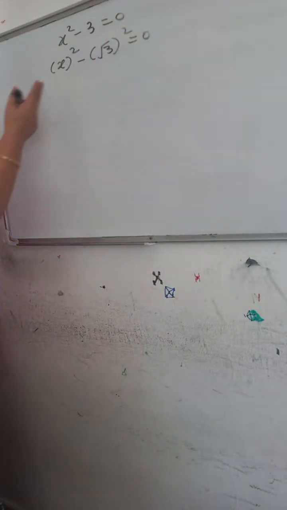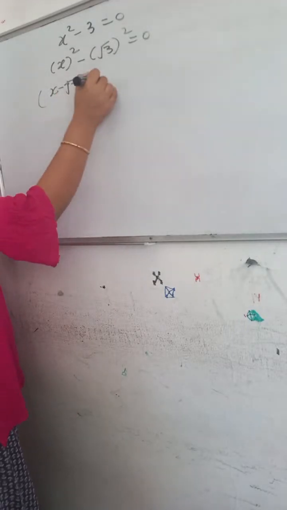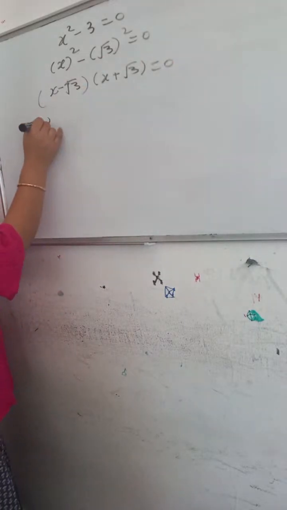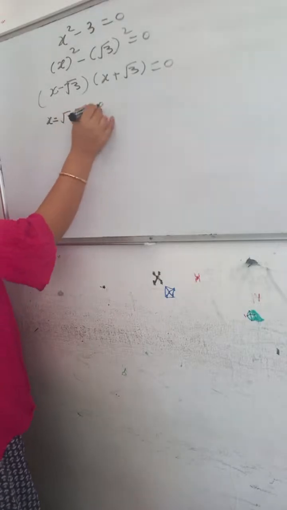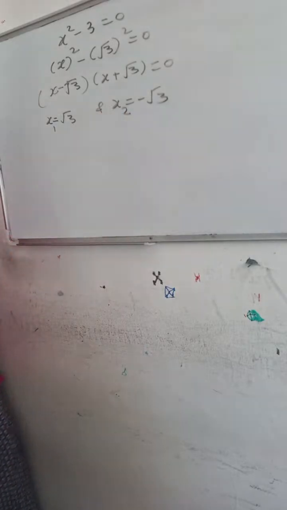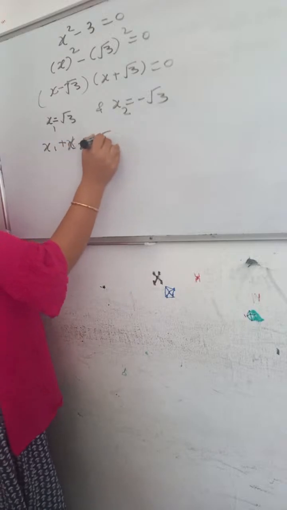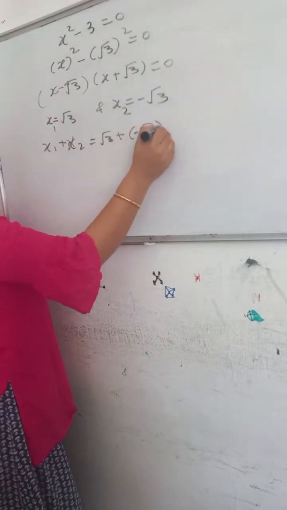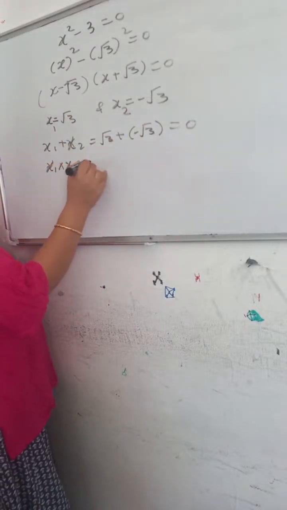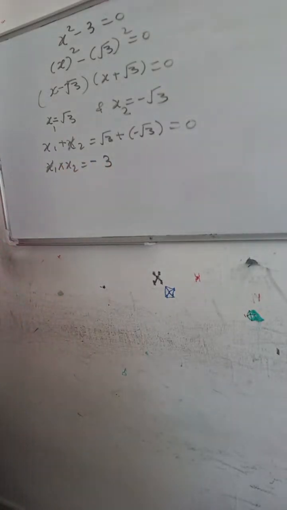Then this is nothing but what? a square minus b square, that is x minus root 3 and x plus root 3. We have to verify this, no? So here x is equal to root 3 and another is x is equal to minus root 3. If you take these as x1 and x2, then if I add, x1 plus x2 is nothing but root 3 plus minus root 3, which is equal to 0, and if you take the product x1 into x2, it is nothing but minus 3, because root 3 into minus root 3 is minus 3.